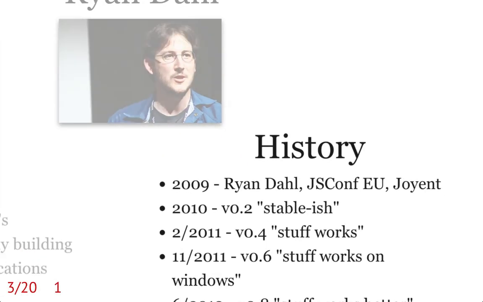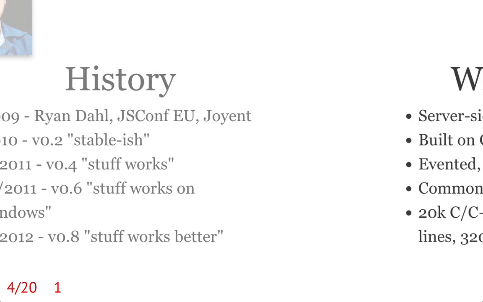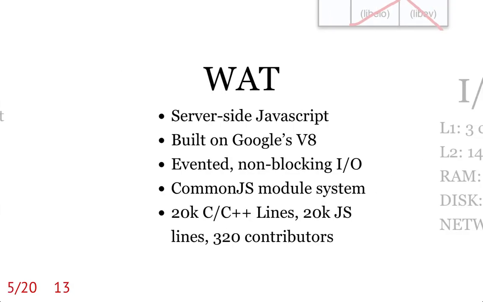He presented it in 2009 at a JavaScript conference in Germany, and it was a very successful presentation. Joyent sponsored him, and the community started to grow, and now we're in version 0.8. The idea is to create a library which is evented and non-blocking. I'll explain what it is in a few minutes. Based on the CommonJS module system, and it's about 40k lines of code.